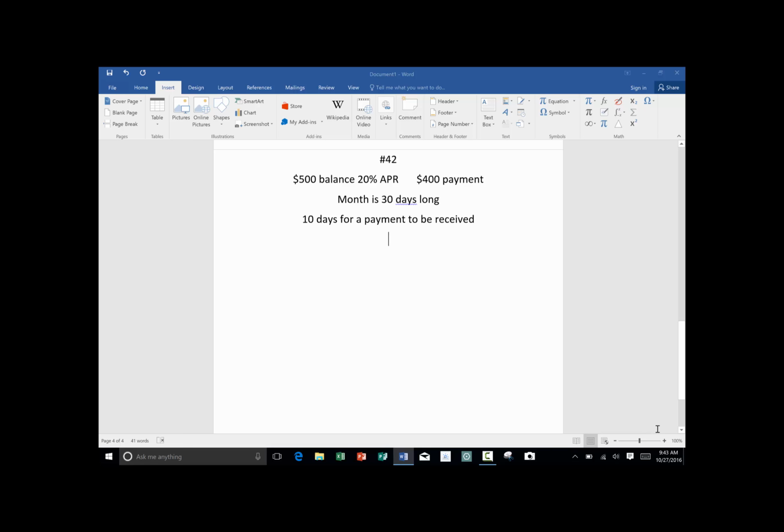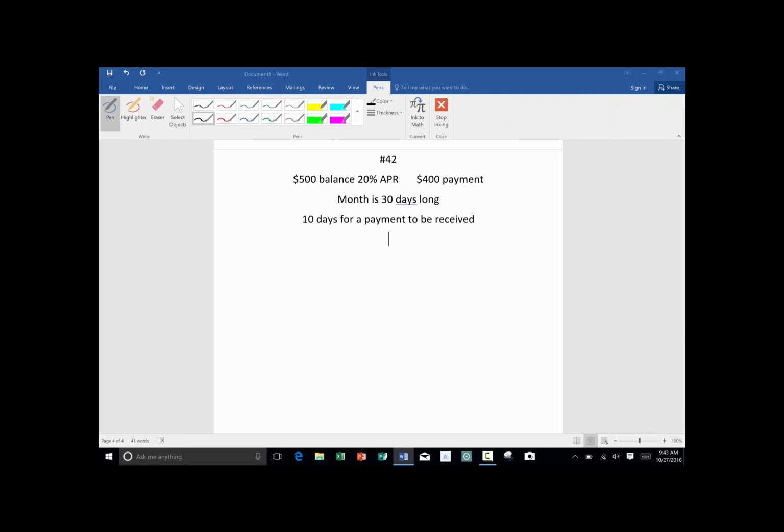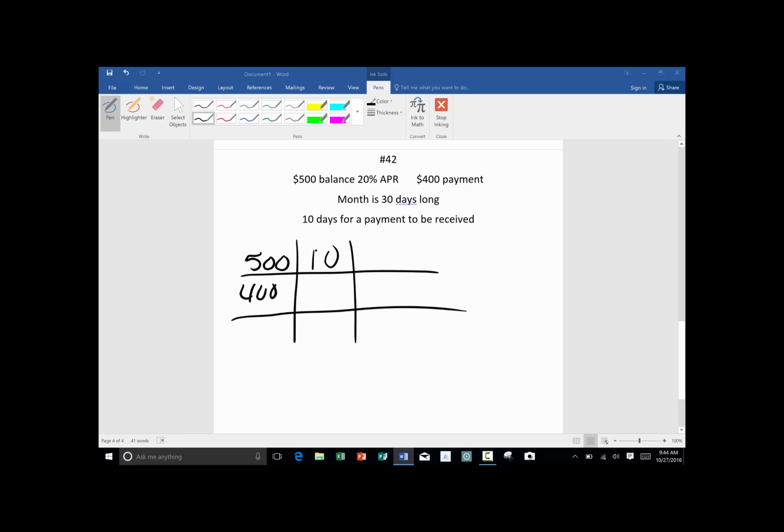So here's what we see on number 42. We see that we have a $500 balance, 20% APR, annual interest, $400 payment. The month is 30 days long, 10 days for a payment to be received. So we start out with a balance of $500. And it says that we have a payment of $400. We don't have any purchases, nothing like that. But it says it takes 10 days for that payment to be received.